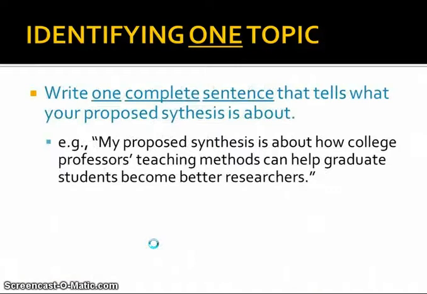The next thing I would do is write one complete sentence that tells what your proposed synthesis is about. You could do this: My proposed synthesis is about how college professors' teaching methods can help graduate students become better researchers. All right? This is your goal or your purpose or your objective. Right? This is why you're doing what you're doing.